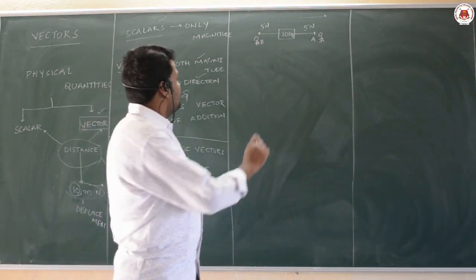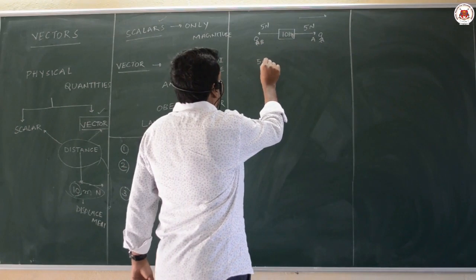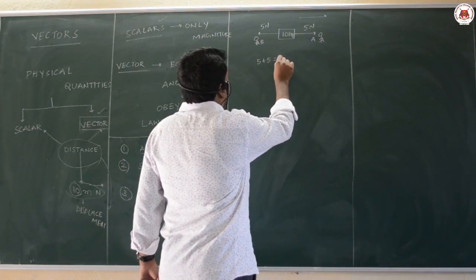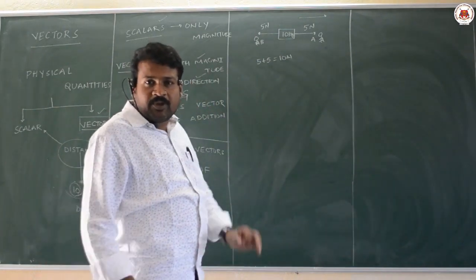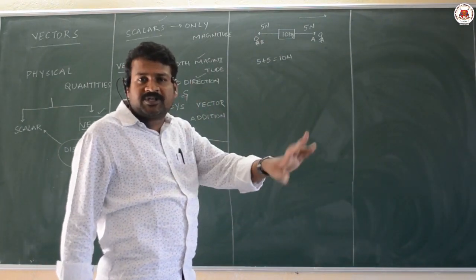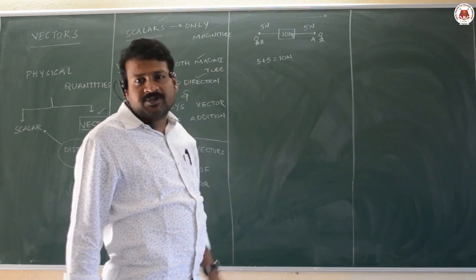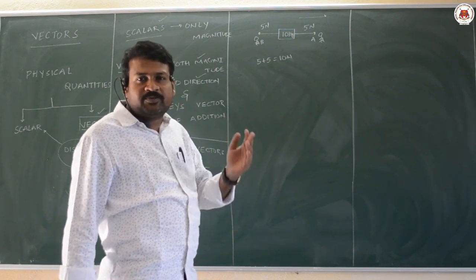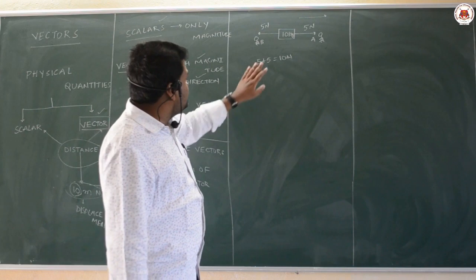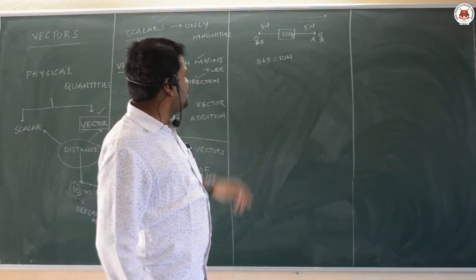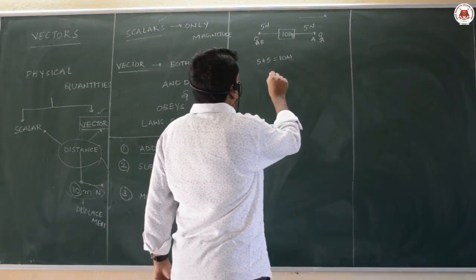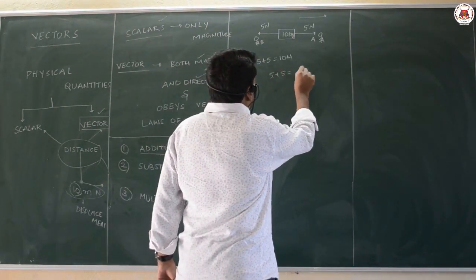So 5 plus 5 should be equal to 10. According to Newton, the body should move. Every body continues to be in a state of rest until and unless you apply an external force. This you have seen in your previous classes. The body should move, but the body is not moving. That means here 5 plus 5 has become 0.